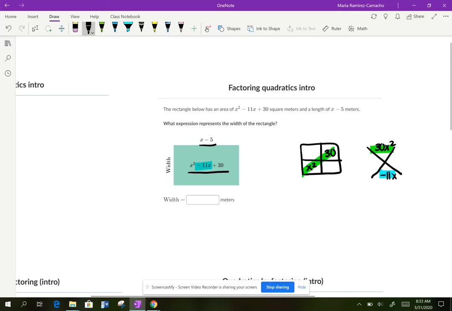Usually when I have a positive on the top and a negative on the bottom, my two answers are negatives, because a negative plus a negative is a negative, but a negative times a negative is a positive. And in this case, it's going to be negative 6x and negative 5x.